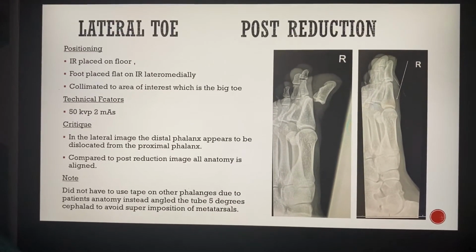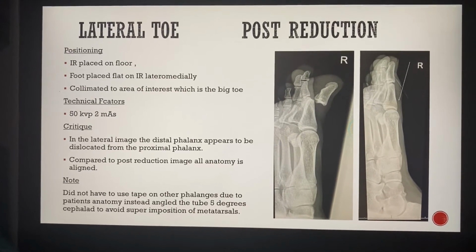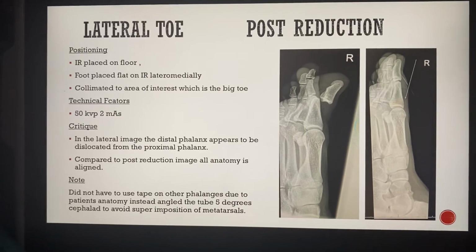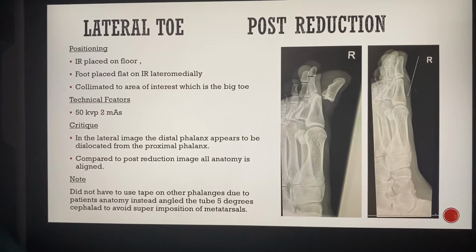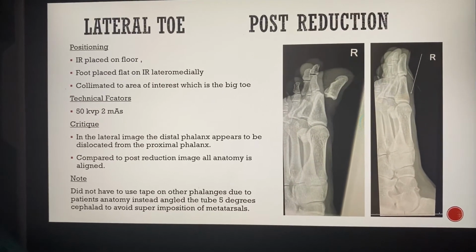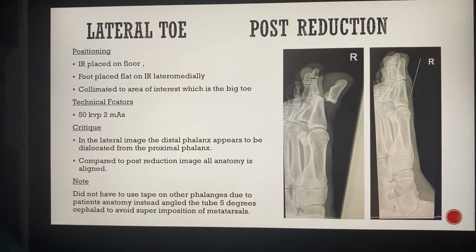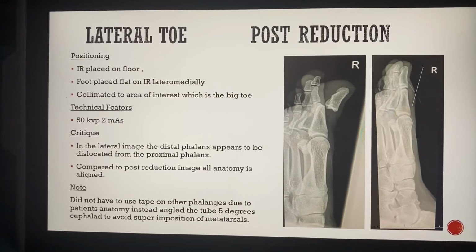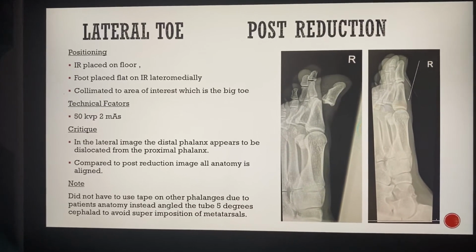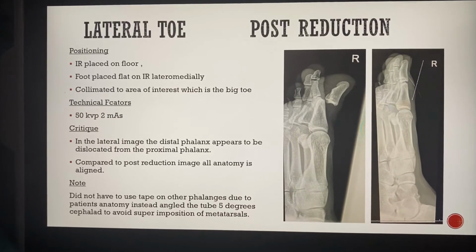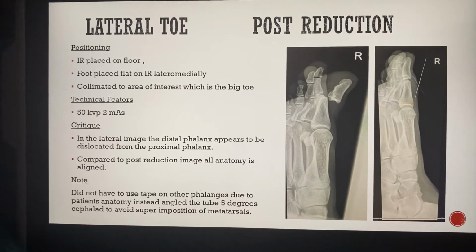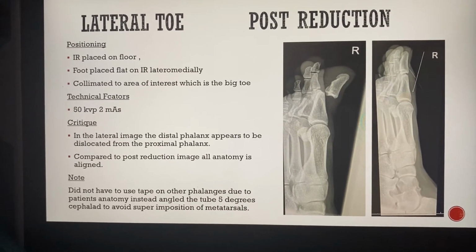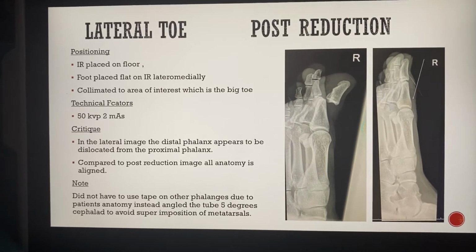After that was my lateral toe. For positioning, the IR was placed flat on the floor, the foot placed flat on the IR, lateral medially because it was the big toe. I collimated to the area of interest, which is the big toe. The reason I did lateral medially is that if I had done medial lateral, it would have created a lot of OID. So I decided to put the actual toe on the IR. The pinky toe is on the IR. The technical factors were the same.